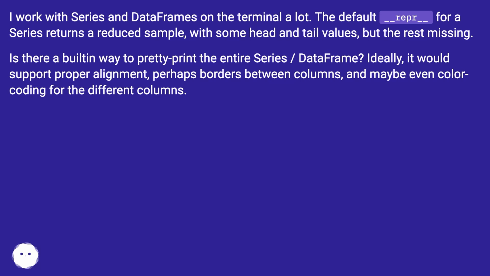The default __repr__ for a series returns a reduced sample with some head and tail values, but the rest missing. Is there a built-in way to print the entire series or data frame? Ideally, it would support proper alignment, perhaps borders between columns, and maybe even color coding for the different columns.